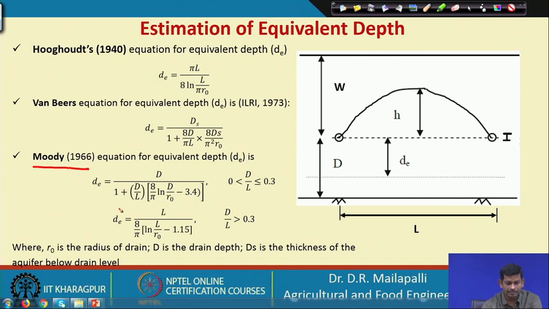Moody's equation is dE = d / (1 + (d/L)(8/π) ln(d/r0) − 3.4), and he has two conditions: d/L less than or equal to 0.3, and d/L greater than 0.3. Based on these two conditions, dE will be estimated with different formulas. Here r0 is the radius of the drain, d is the drain depth, and ds is the thickness of the aquifer below the drain level.